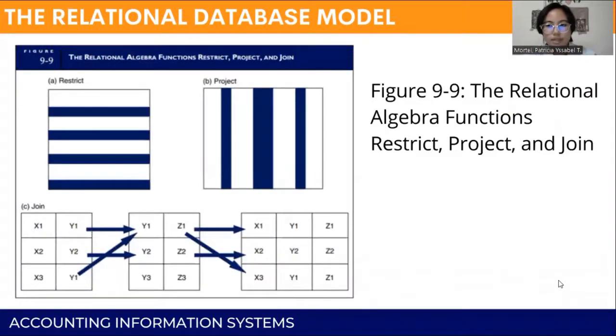Restrict, as illustrated in figure 9.9 letter A, extracts specified rows from a specified table. It creates a virtual table that is a subset of the original table. Presented in letter B is project, which extracts specified attributes or columns from a table to create a virtual table. Lastly is letter C, join. Join builds a new physical table from two tables consisting all series of pairs of rows. These three are an incomplete set of relational functions.